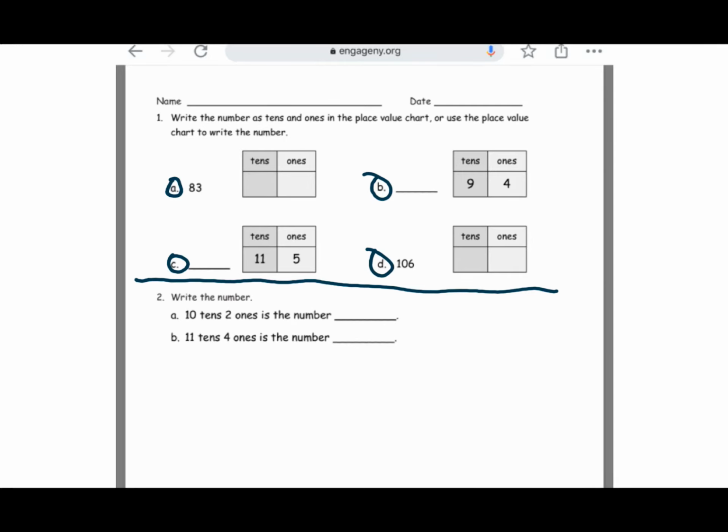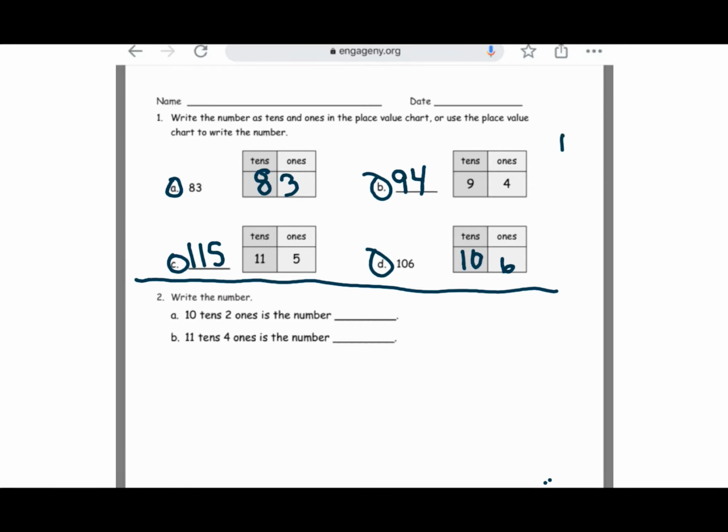Okay, boys and girls, let's go ahead and check our work. For letter A, for 83, that would give us 8 tens, 3 ones. For letter B, I don't have a number, but I have my place value chart, which tells me I have 9 tens and 4 ones, which is 94. For letter C, I don't have a number, but I have 11 tens in my place value chart, and I have 5 ones. That number is 115. And for letter D, I have the number 106. That tells me that I have 10 tens and 6 ones.